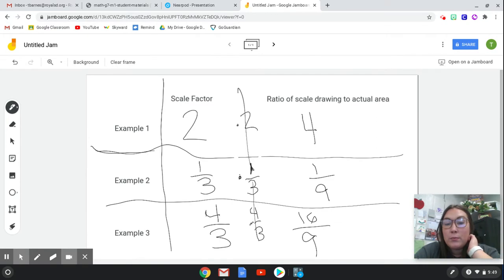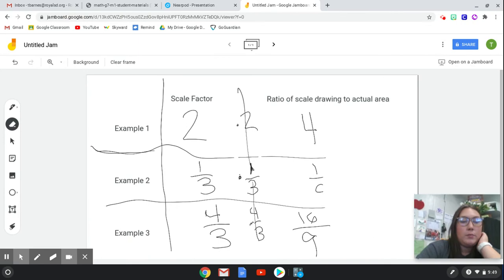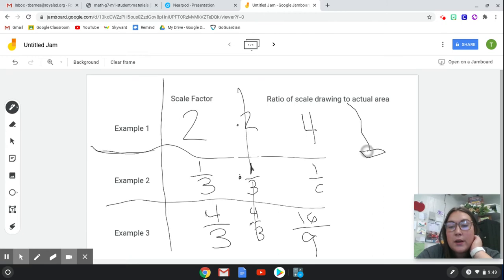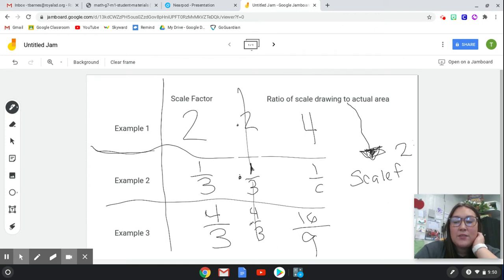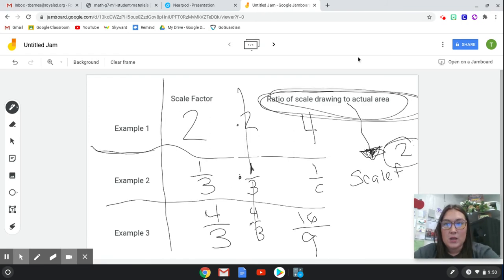So my ratio is going to be, well, actually, let me erase some of this really quick so that we have some more room to write. Okay, so I'm going to just write over here. So my ratio of scale drawing to actual area is going to be my scale factor squared. So I just have to multiply the scale factor by itself to get my ratio of the scale drawing to actual area. So that's kind of a cool trick.